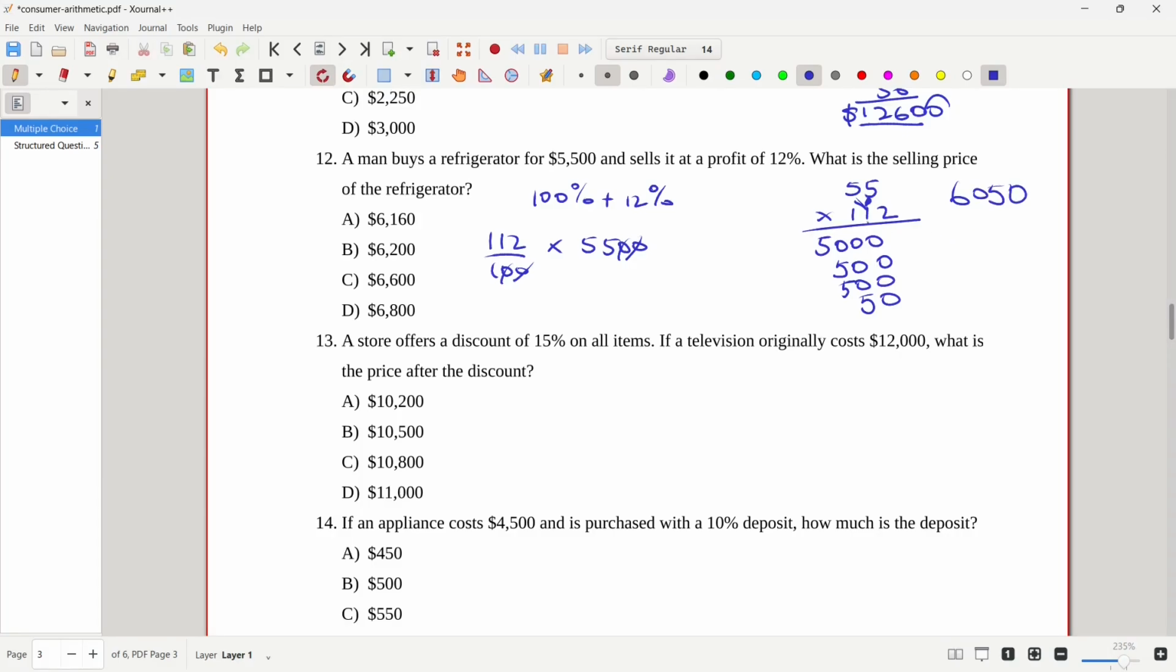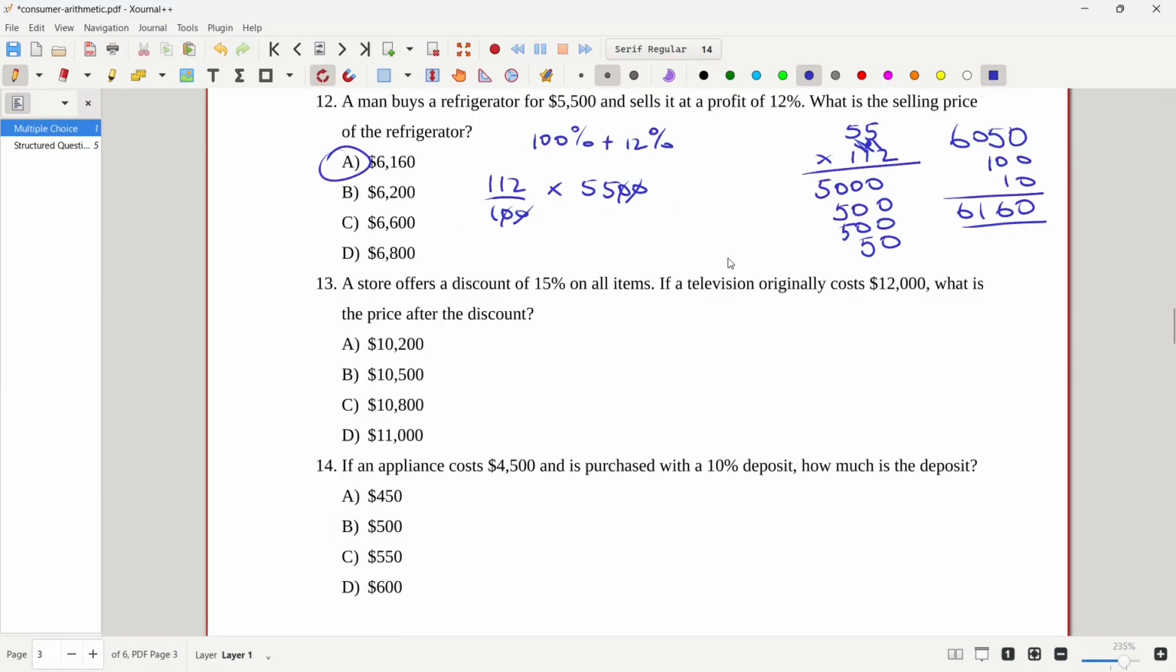All right. Then I'm going to take 5 by 2, which is 10 with 1 zero. Then 5 by 2 is 10, and that's just 10 by itself. Notice that I'm getting 6,160. And the answer is A. Let's go to the next one.